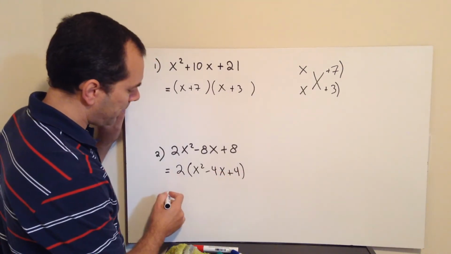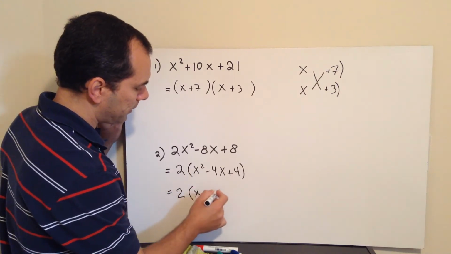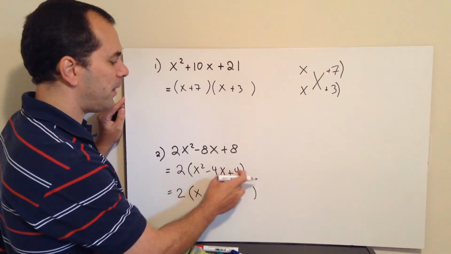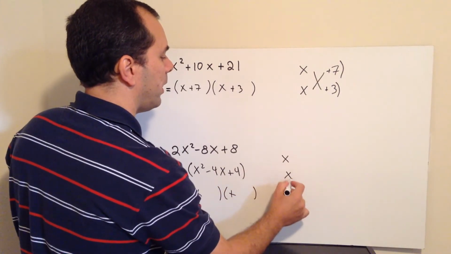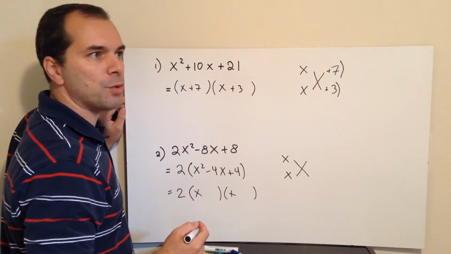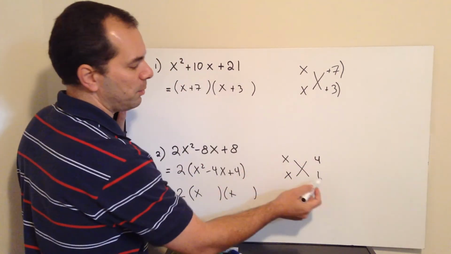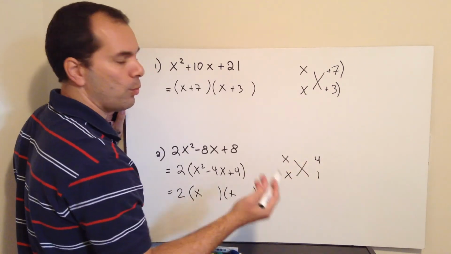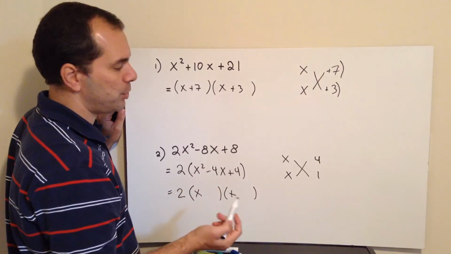Now that 2 is going to stay. So we're going to have 2 and x squared, so that's going to be x and x. And I need to factor just the stuff that's in brackets. So I'm going to do the same trick. x and x, cross multiply. What numbers do I get to 4? Well, I'm going to try 4 and 1. So 4 and 1. Now cross multiply. 1x and 4x. With 1x and 4x, can I make minus 4x? The answer is no. So I get to move on.